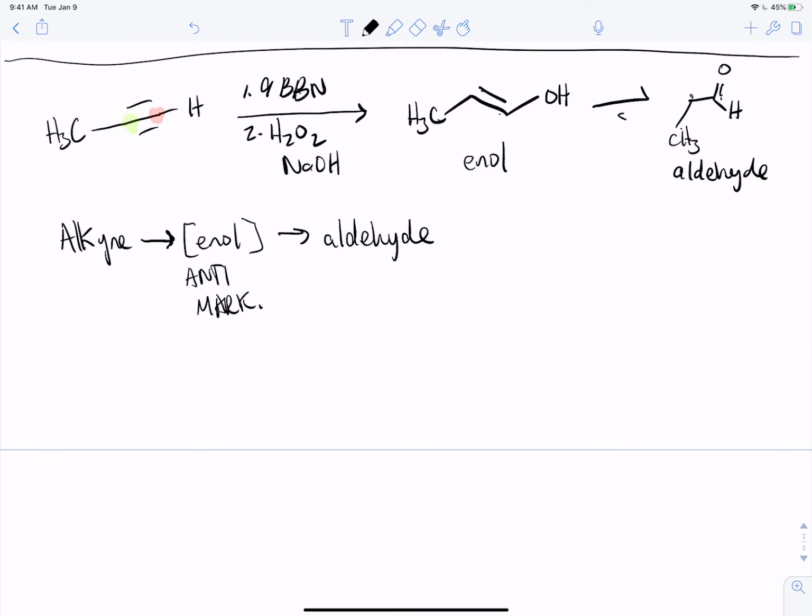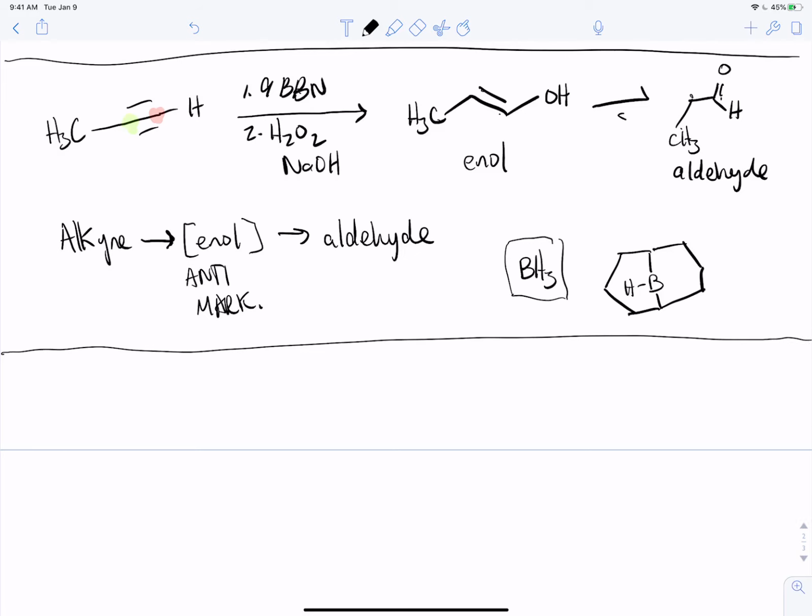If you're wondering what 9-BBN is, normally we'd use BH3 for an alkene. 9-BBN is actually this kind of big bicyclic looking thing. And the reason we use that has to do with the mechanism for this. Since you're forming an alkene, the BH3 could react with the alkene as it forms, and that causes some problems. I didn't make you learn the mechanism for that, so that's probably a little bit difficult to see. But 9-BBN prevents that from happening.